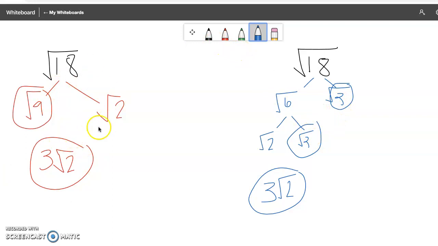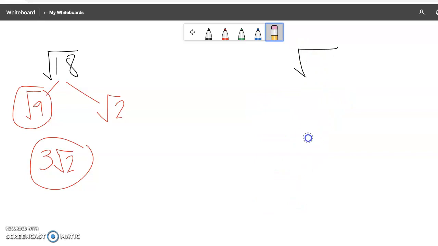I'm going to leave this one up on the left, but I'm going to just erase this and do a different example. Let's do the square root of 32. Now, if I want to use this example, off the bat, I think of perfect squares, and some of you probably are going to start with 4 and 8, because 4 times 8 is 32. And that's fine. You can start out with those two, because 4 is a perfect square.